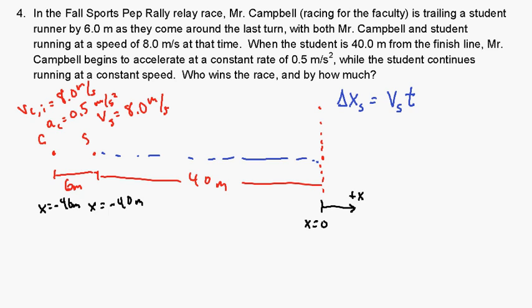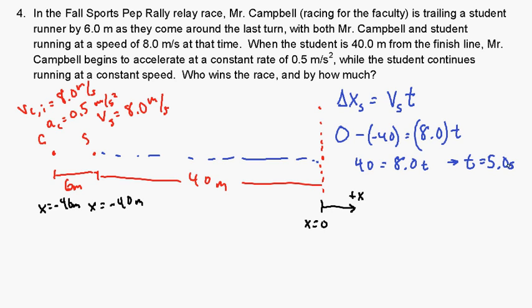So the way we can set this up is to say delta x for the student, which is the student's final position, which is 0, minus his initial position, which is negative 40, has to be equal to the student's speed, which is 8.0, times the time it takes. This is just a fancy way of getting to the displacement the student goes through is plus 40 meters. And so you get 40 equals 8.0 times t, and then you get the time for the student to finish is 5.0 seconds.